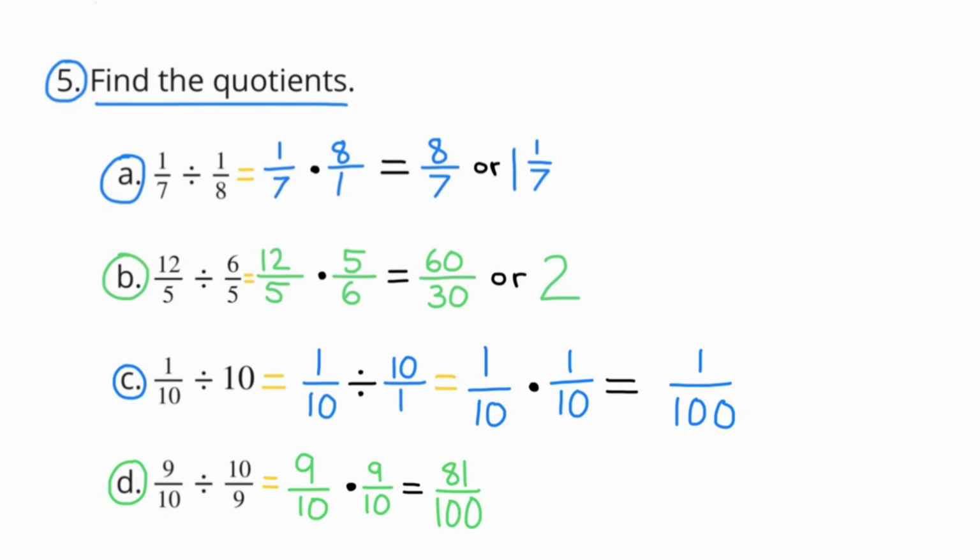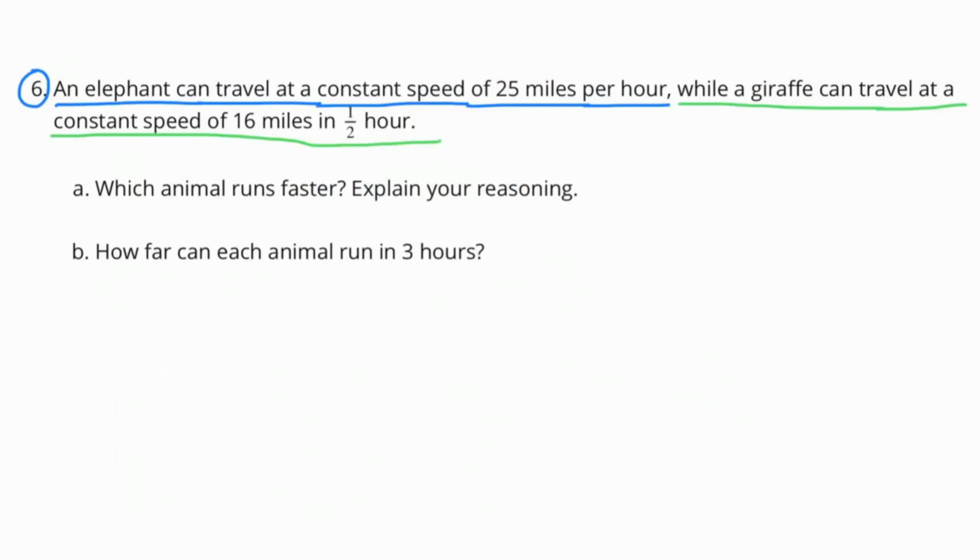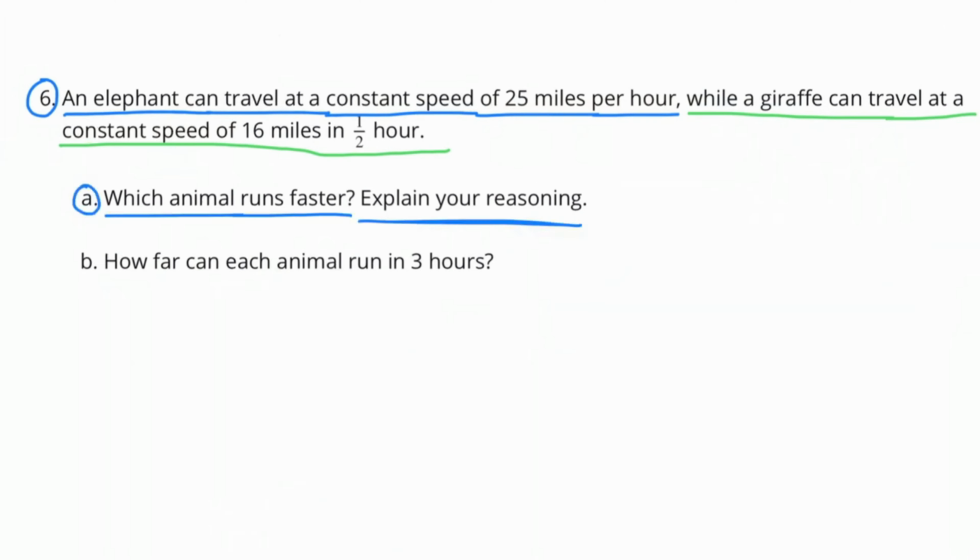9/10 times 9/10 equals 81/100, or 81 over 100. Number 6. An elephant can travel at a constant speed of 25 miles per hour, while a giraffe can travel at a constant speed of 16 miles in 1/2 hour. A. Which animal runs faster?